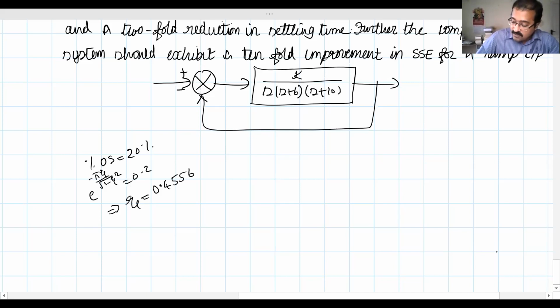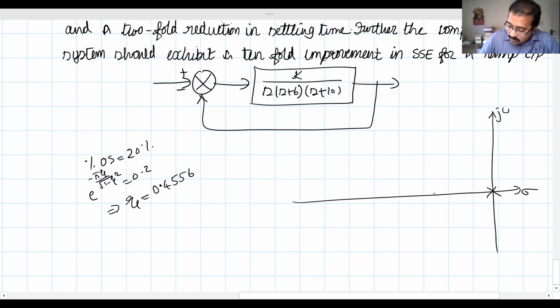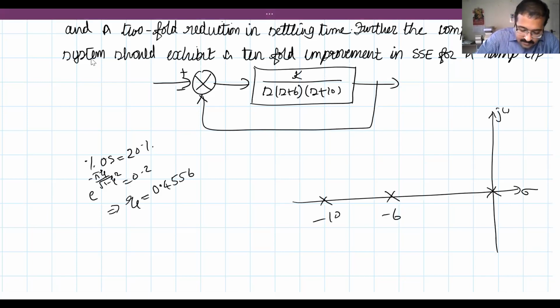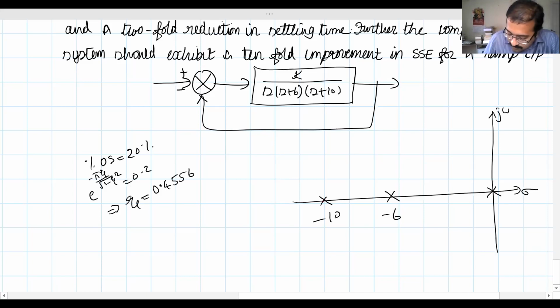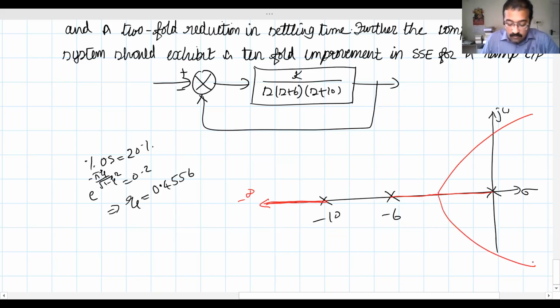So we'll start with the root locus. Sigma j omega. Where are the open loop poles? One at 0, one at minus 6, and one at minus 10. How will the root locus be? From here it will go to minus infinity. One will start from here, one will start from here. That's a breakaway point, and the root locus will be moving like this. Now we have to find the dominant pole, for which we have found the damping ratio.